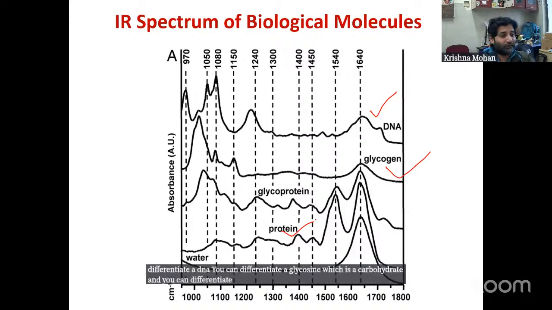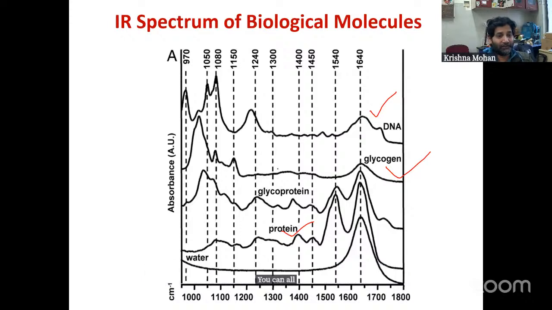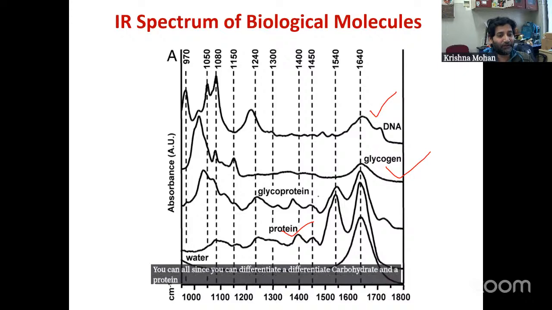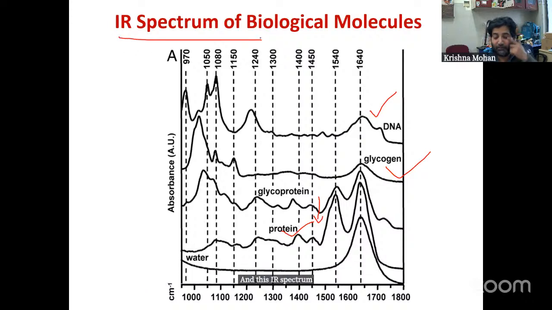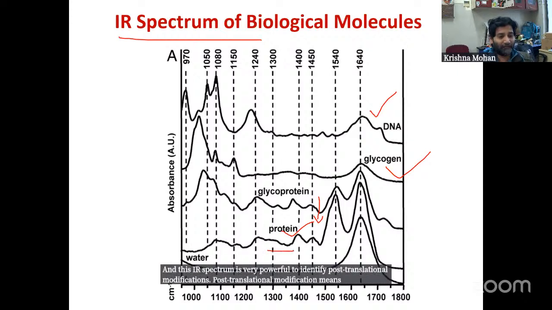Of course, since you can differentiate a carbohydrate and a protein, you can differentiate between a normal protein and a glycoprotein also. And this IR spectrum is very powerful to identify post-translational modifications. Post-translational modification means I have a protein, I have a glycoprotein. So I can differentiate between a protein and a glycoprotein.